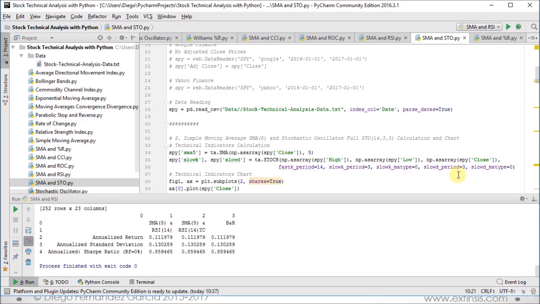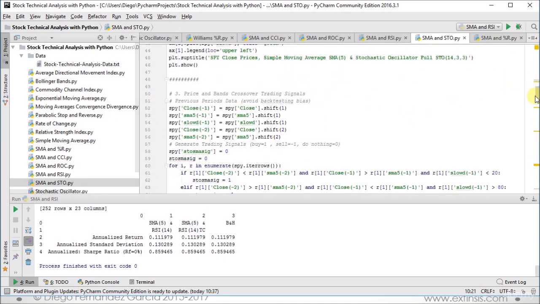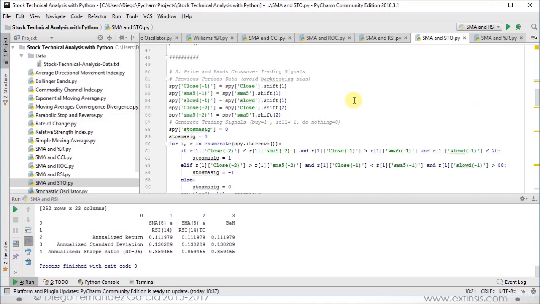Then we have the slow D period, which is also 3 days, and its corresponding moving average type, which is 0 or a simple moving average. We're going to focus on this one for our corresponding trading signals. Again, these are the commonly used parameters, but you can also modify them according to your needs. Next, we have our corresponding price and bands crossover trading signals.